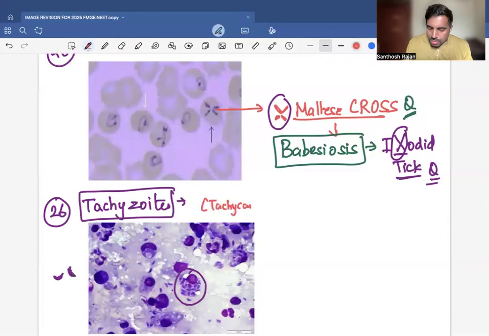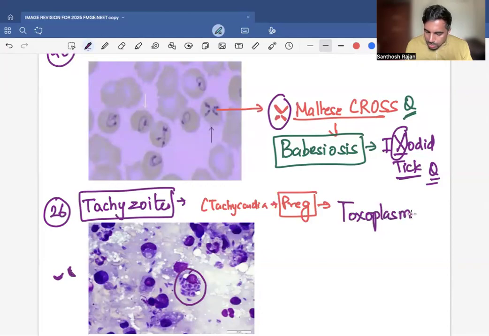Tachycardia is common for which people? Usually physiologically for pregnant people, right? Pregnancy. So in pregnancy, the parasite that is very common and a very dangerous infection is Toxoplasma. When you see these comma-shaped tachyzoites like this, that is your Toxoplasma gondii. Very characteristic here.